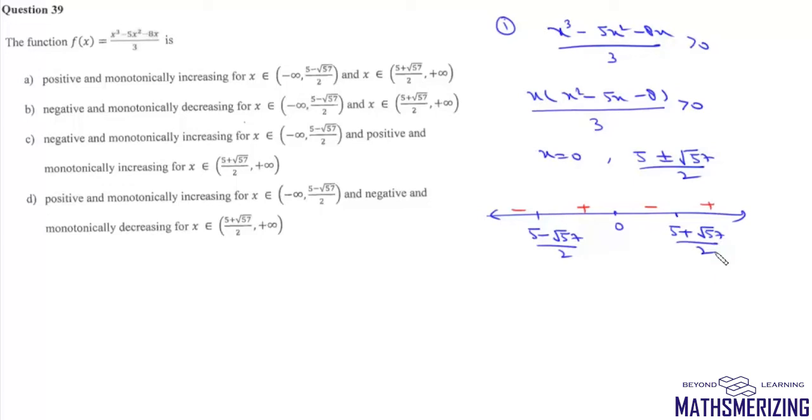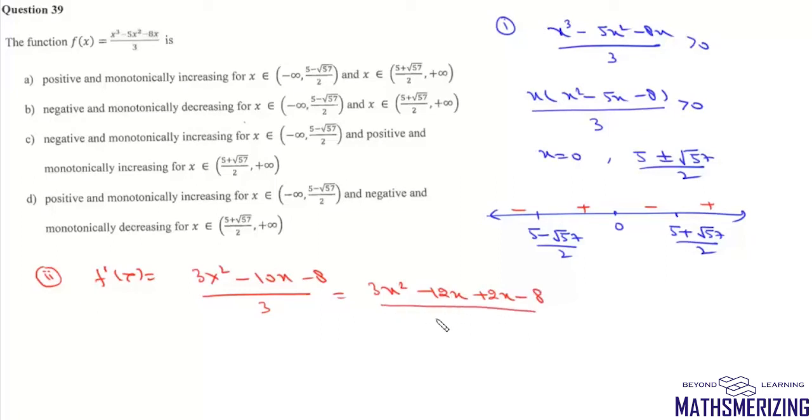Now we'll find where this function is increasing or decreasing. So for that we'll find f dash x. We can write 3x square minus 10x minus 8 upon 3. Now we'll factorize. We can factorize this as 3x square minus 12x plus 2x minus 8 upon 3. So it will be (3x plus 2)(x minus 4) upon 3.